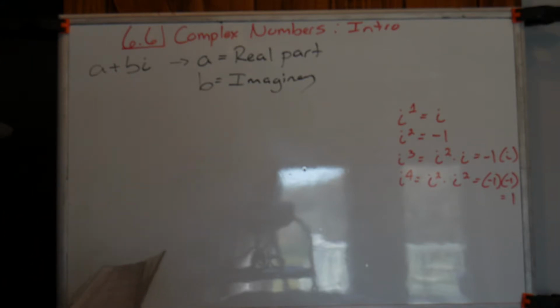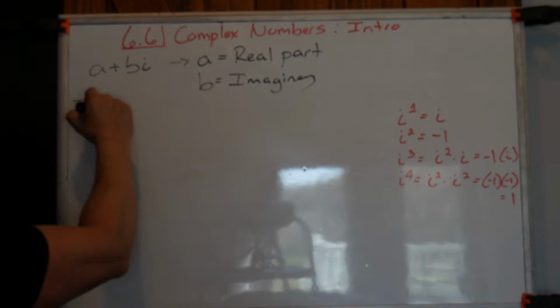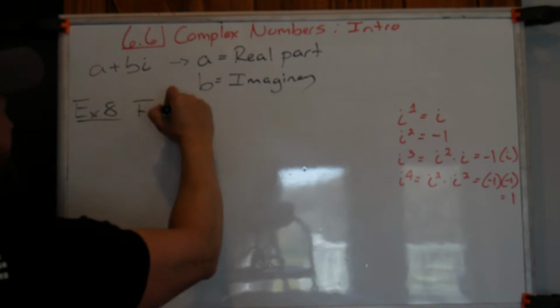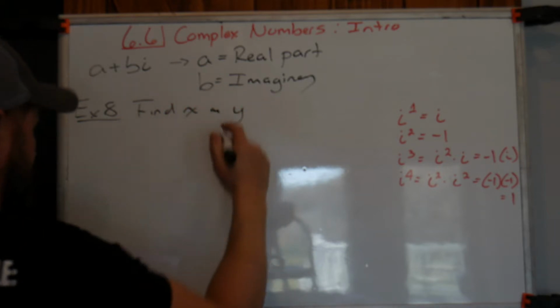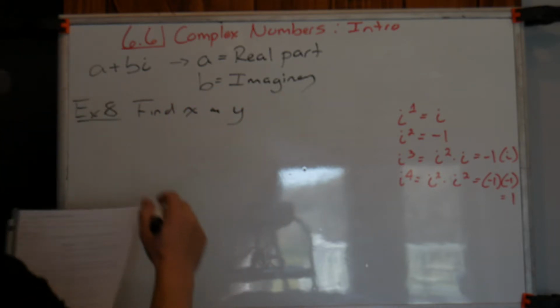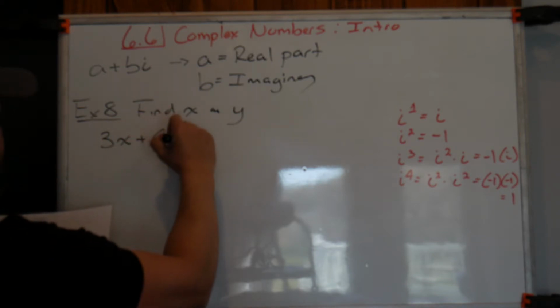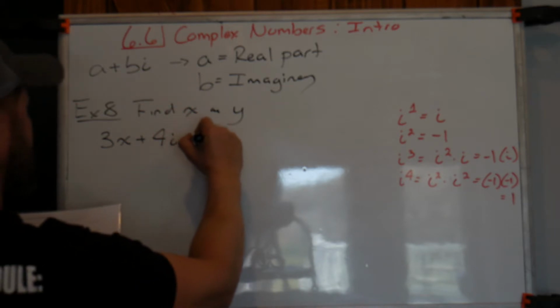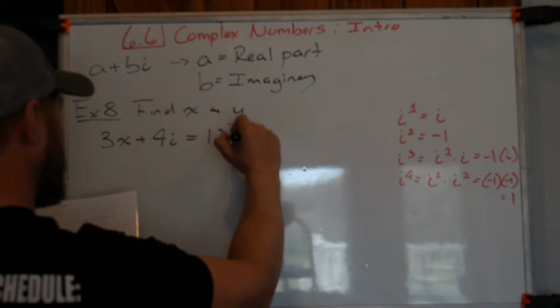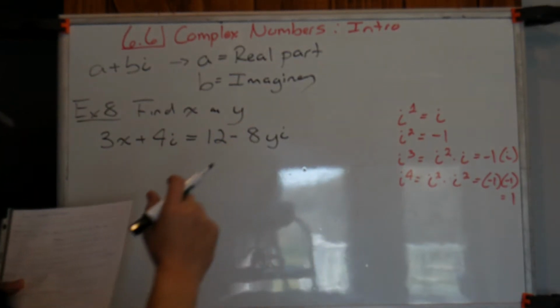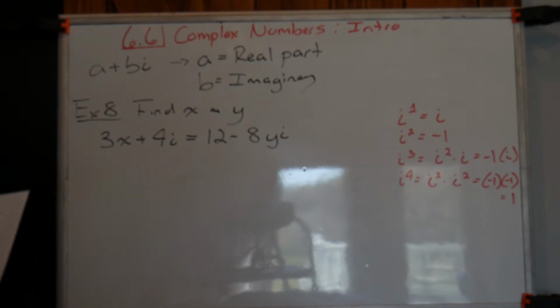That doesn't change. So example 8, this is a little different thinking here. Example 8 says find x and y. Find x and y if 3x plus 4i equals 12 minus 8yi. And I mentioned use the rule up above to try and solve this.